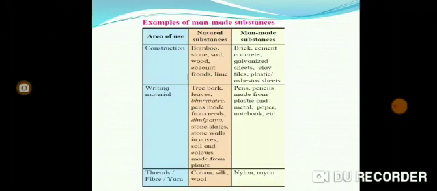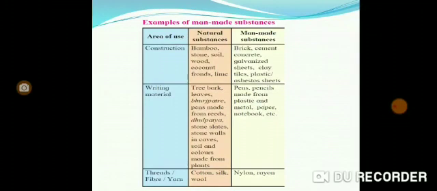But what are the man-made substances that can be used? A brick, cement concrete, galvanized sheets, clay tiles, plastic or asbestos sheet. Sheets are what? Something that covers your roof. Those are the sheets.